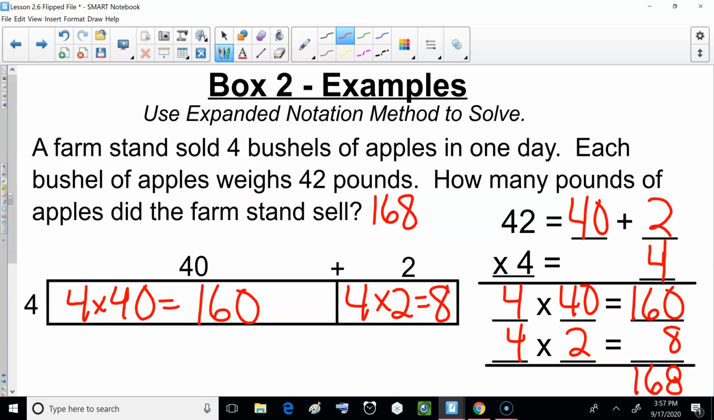But we know this is a word problem, we can't move on. So we go back to our question, how many pounds of apples? So it'd be 168 pounds of apples. So you can pause the video right now, write the information down, especially focus on the expanded notation method as a good guide of how to do that.